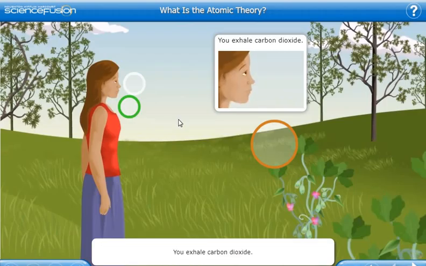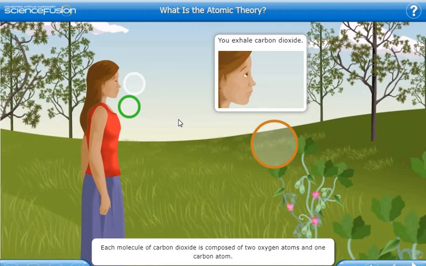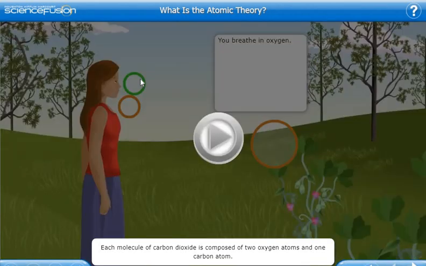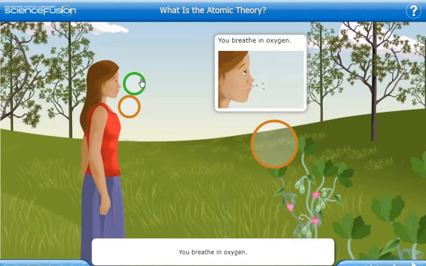You exhale carbon dioxide. Each molecule of carbon dioxide is composed of 2 oxygen atoms and 1 carbon atom. You breathe in oxygen. Oxygen is an element. The common oxygen molecule has a double bond between its 2 oxygen atoms. They are bonded together, but they can separate to form new compounds.